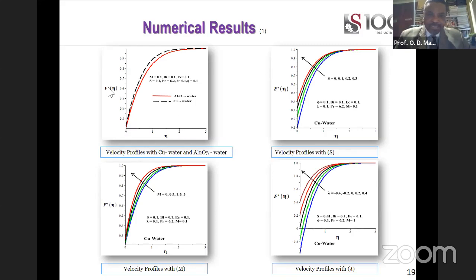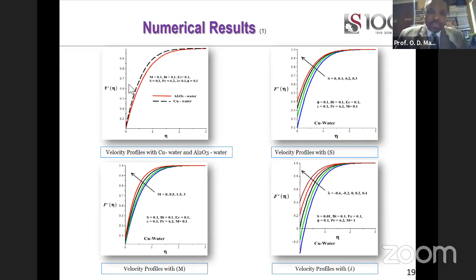Here, this F prime is velocity. The velocity is increasing until you get to the free stream, where you can see it remains the same. So this boundary layer thickness is maybe eta equals 1 point almost 2. Let's say from eta equals 2 here, downward, that's where you have variation in velocity. That is the momentum boundary layer. This is the surface, placed at 0. So the thickness of the boundary layer for copper water is smaller than that for alumina, which means copper water gets closer to the plate and takes more heat.